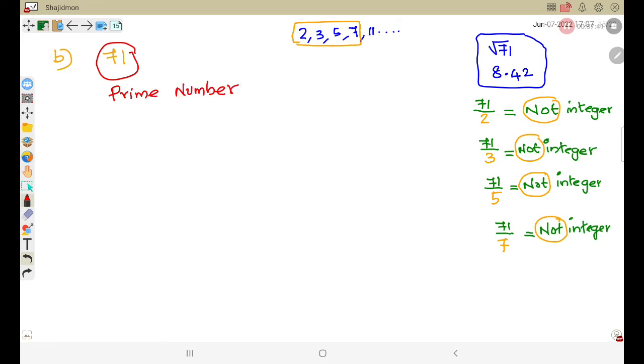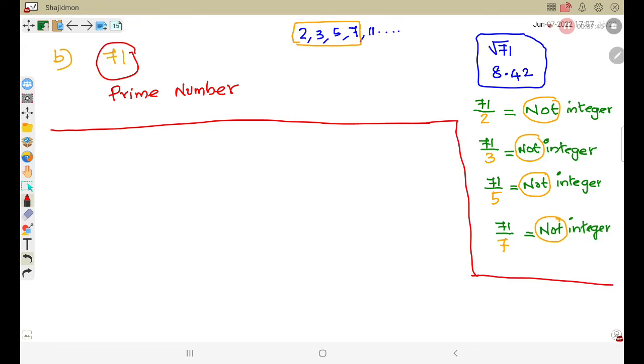I hope you understood how to check prime number or composite number. If you get at least one yes, it is a composite number. If there is no yes, complete no means prime number.